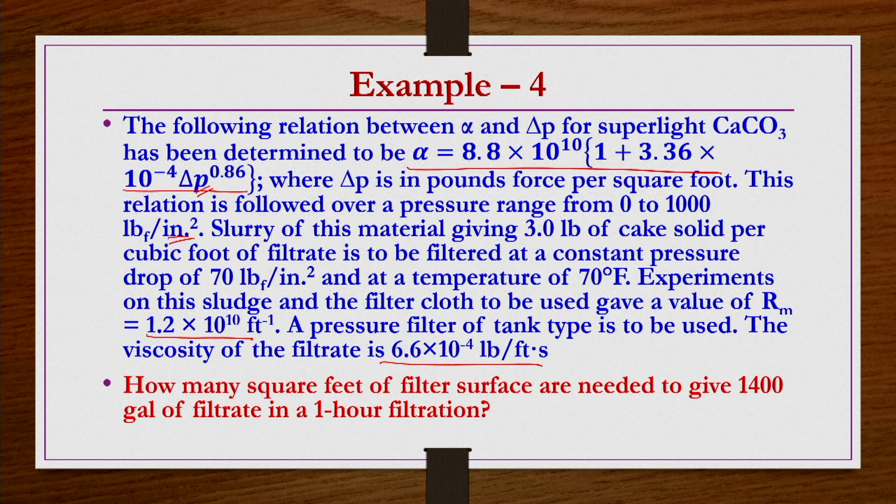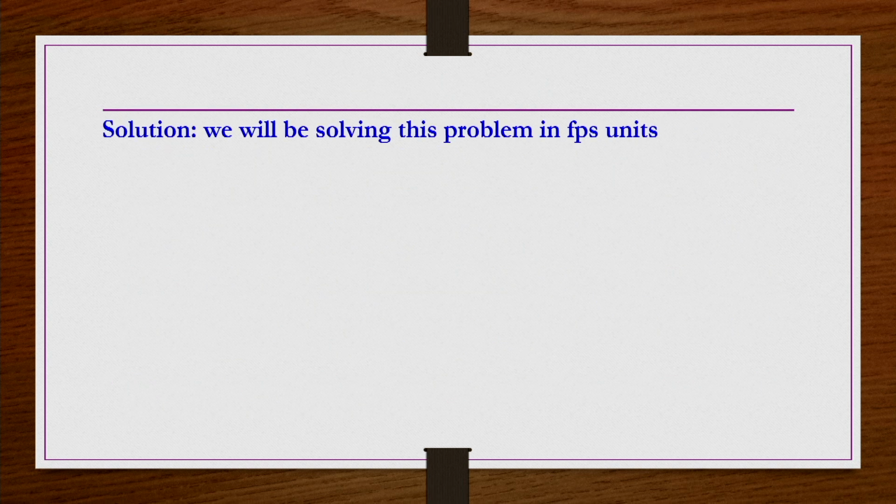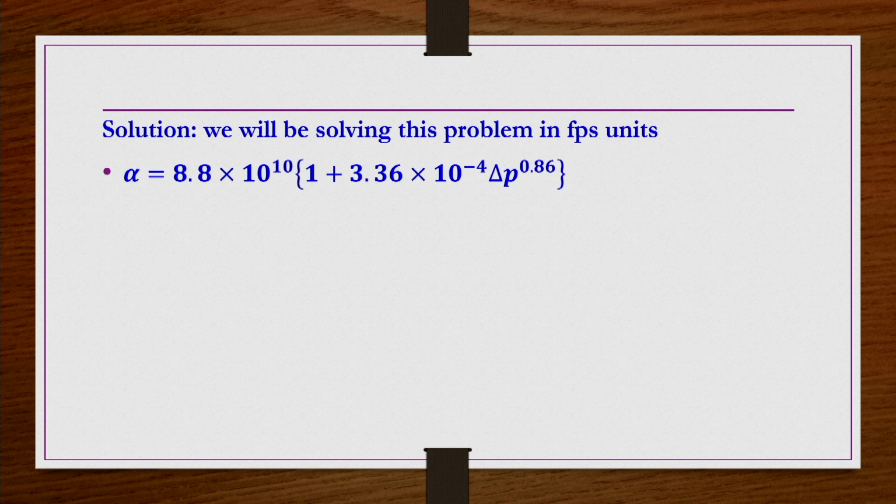Now, the question is, how many square feet of filter surface are needed to give 1400 gallons of filtrate in an hour of filtration? So, this part of the question is a kind of measuring the filtration area. Okay. So, again we will be solving in FPS units.